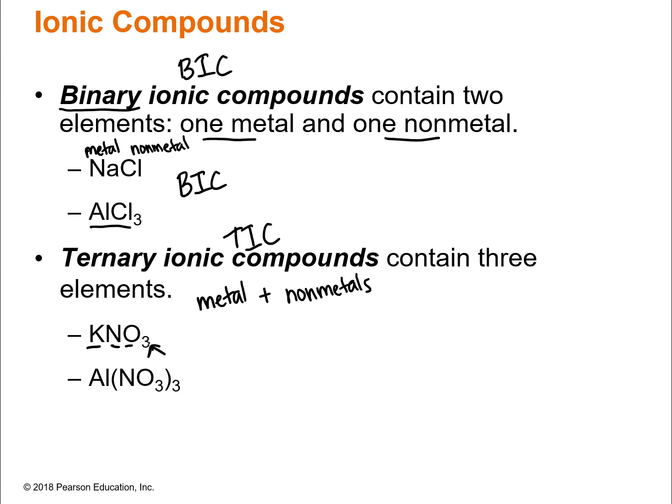There are 3 oxygens here, but we don't care about that. What we care about is that there are 3 different elements, not how many of each element. And likewise, there are 3 elements in this second example: the aluminum, which is the metal, and the nitrogen and oxygen are nonmetals.